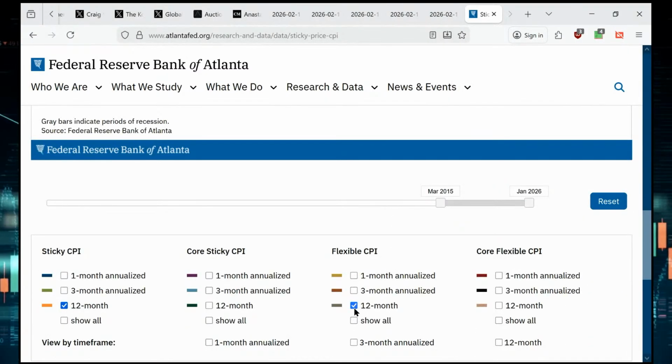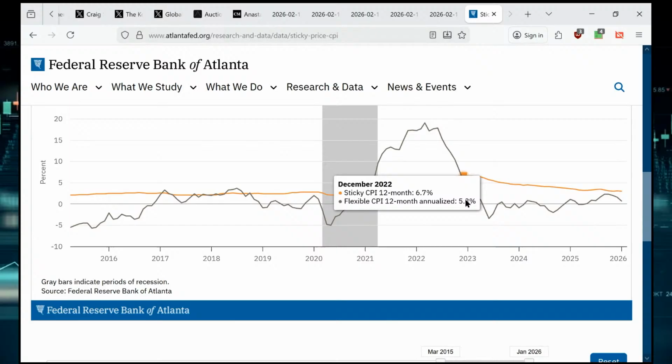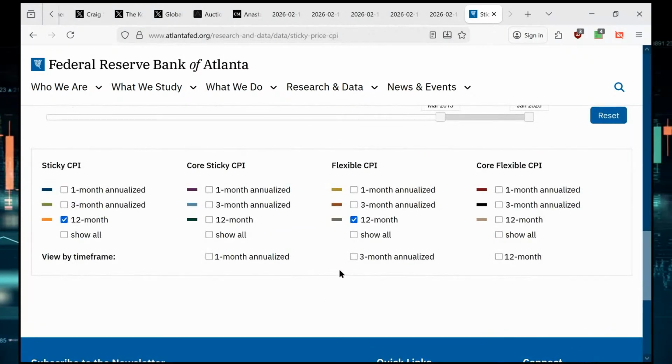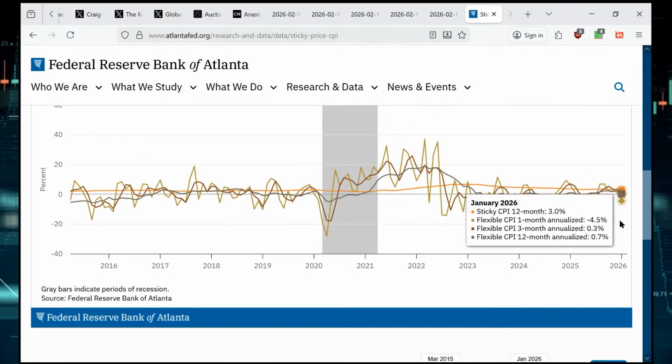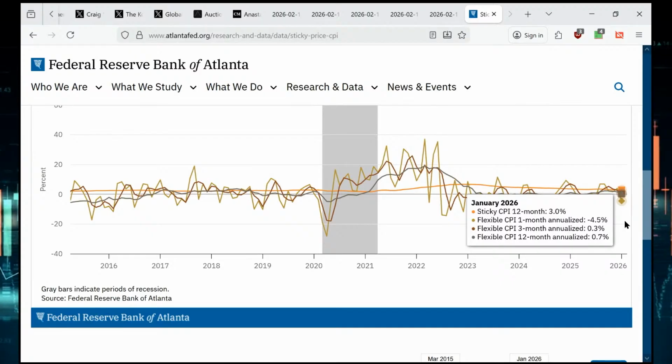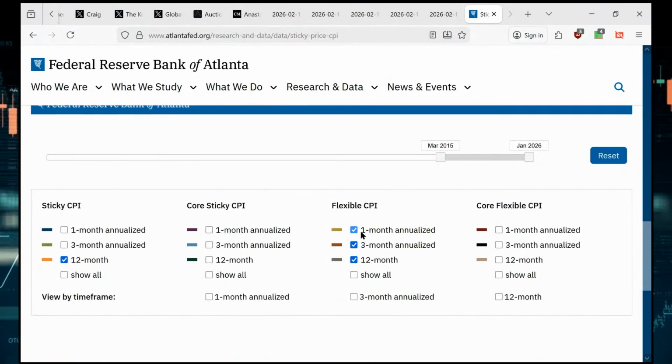Flexible CPI. So, flexible should be... Let's see, this month over this 12-month annualized. No, I don't want the annualized for that one, do I? No. Let's see. 1 month. Should I get 1 month annualized? 3 month? 1 month? That's interesting. Okay, 1 month annualized is -4. So the flexible CPI is trying to drop. Yeah, the sticky inflation is still too hard, huh? God, it's really hurting it. It puts the Fed in a bad position.